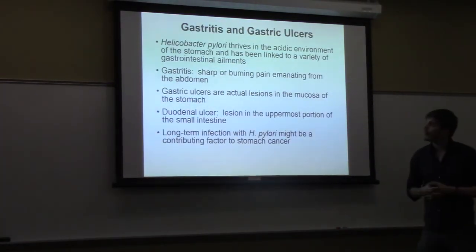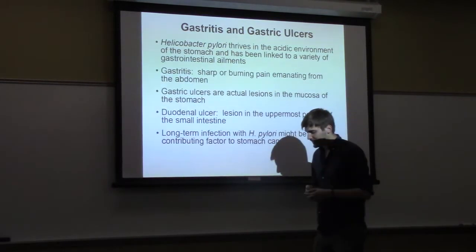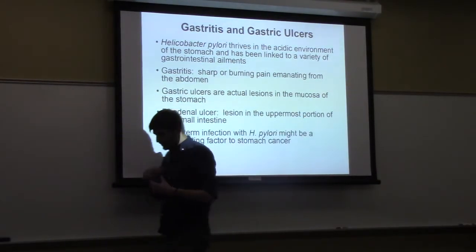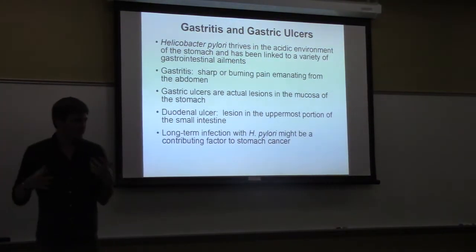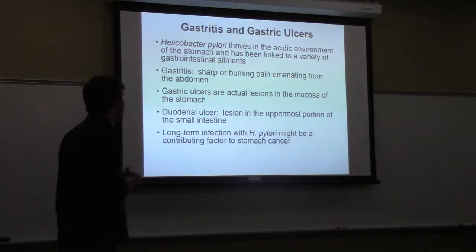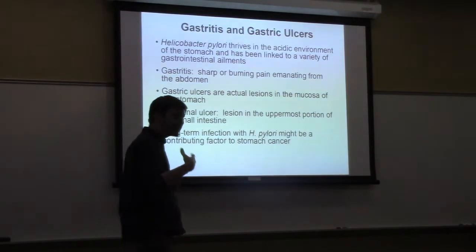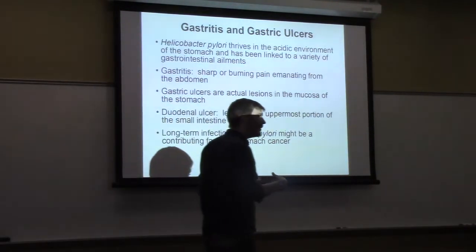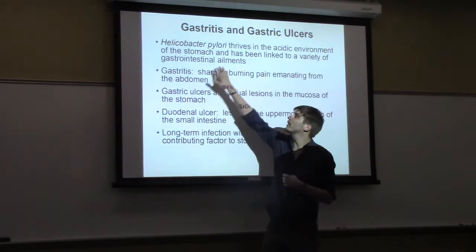All right, so enough of the parotid and salivary glands. Let's work our way down. Now we're going to skip over the esophagus because there's not much that infects the esophagus. And now let's go to the stomach. There's only one pathogen that we know of that actively targets and infects the stomach, and that is a bacteria known as Helicobacter pylori.